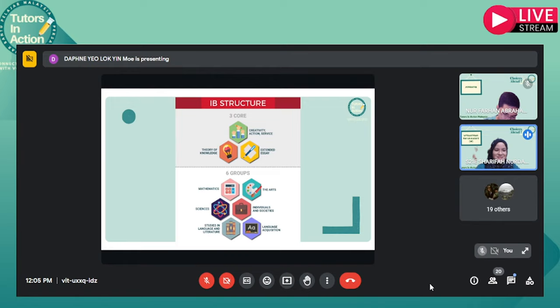Okay, so that's TOK. And then the extended essay is a mini thesis where you have to write a 4,000-word essay about any subject of your choice, actually. Okay, so that's the 3 cores.